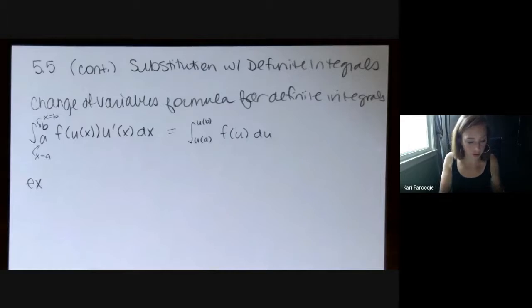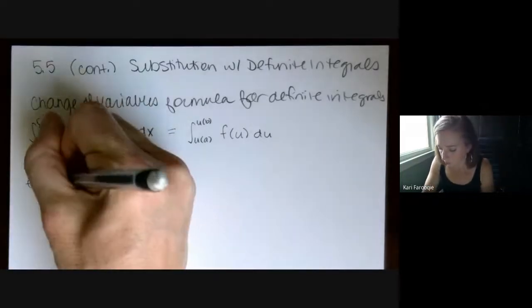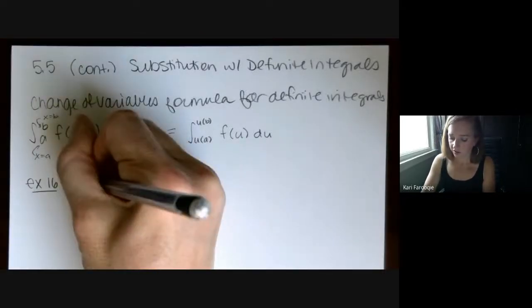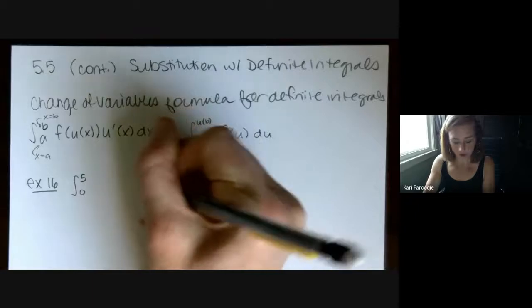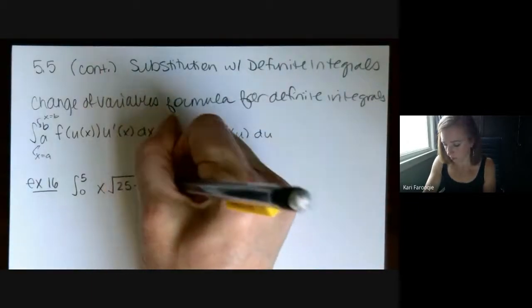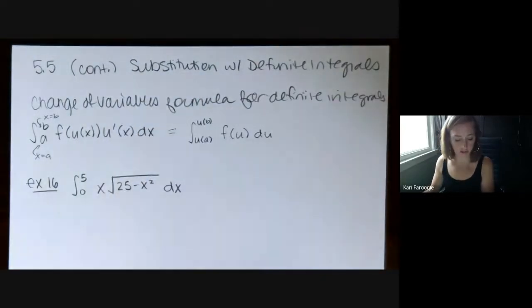I want to say we're on example 16. Let's see if that sounds right. Yeah, that looks right to me. Example 16. This is the integral from 0 to 5 of x times the square root of 25 minus x squared dx.